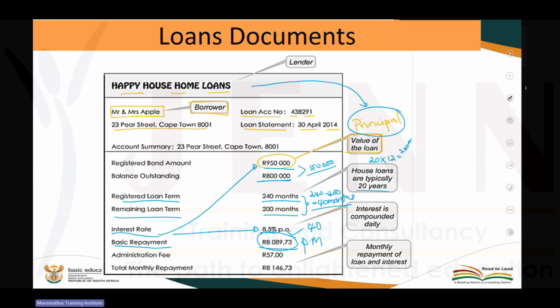So it's a rule according to the finances, or the regulatory body of the loans, that there must be a certain fee of 57 rand for admin. Then the total monthly payment is this. They are just adding it to this amount. That's why it's 8,946.73. So actually, this is the correct monthly installment.